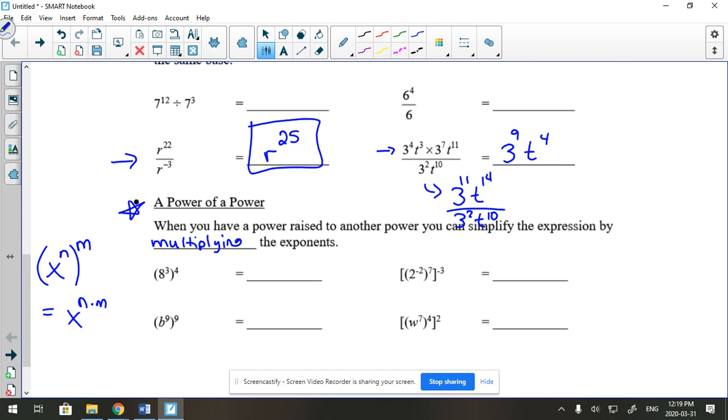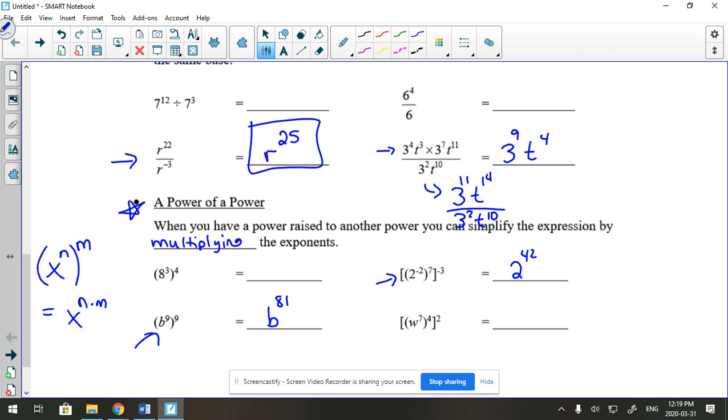So any of these would work. Let's look at this one here. We have a power raised to a power, 9 times 9 is 81, and that's a single expression here. For these more complex ones, same thing: you have a power raised to a power raised to a power, so it's just going to be negative 2 times 7 times negative 3, and you can write it as a single expression like that.